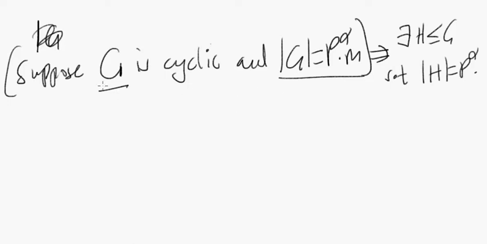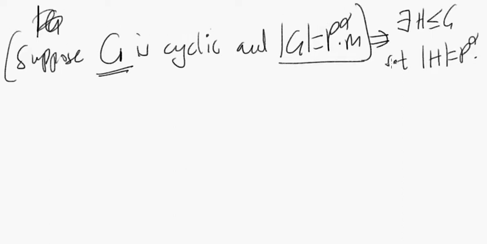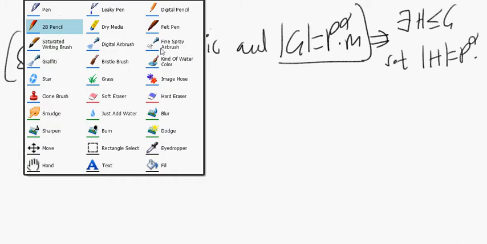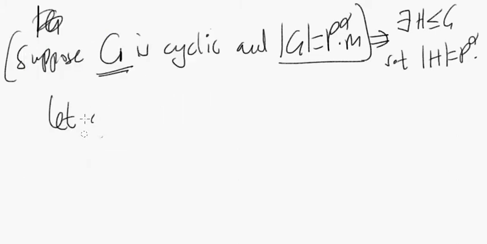Suppose G is cyclic, right? So, what's the strategy we're going to use here? How do we show that a group has a subgroup of a given order? Right. So, for instance, suppose we did this. Suppose we found some element, let's give it a different name. Let's call it x. Suppose we found x.